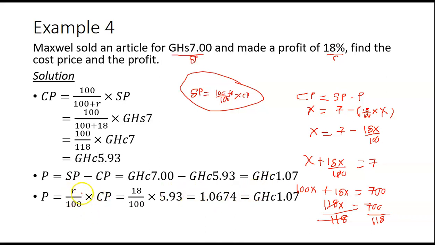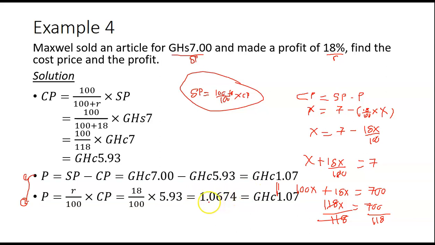Okay, another way of getting a profit is rate over 100 times CP. There are two ways of getting the profit. This is method 1, this is method 2. Okay, so the second method is rate over 100 times CP, which I always talk about. So what's the rate? 18 over 100 times the cost price. It will give you 1.0674, and in 2 decimal places it gives you what? 1.07. You see that we get same answer. So you can use either of them to find a profit, provided either of them is known.